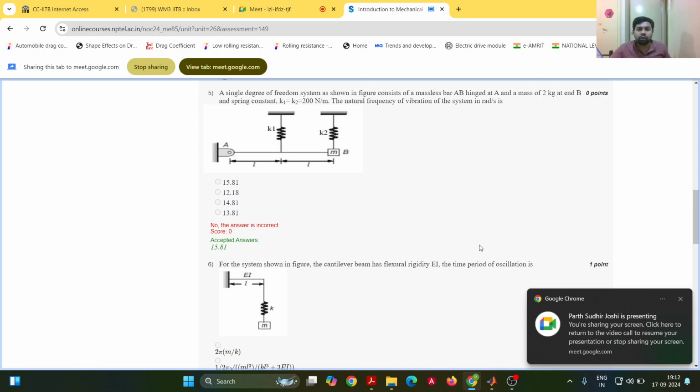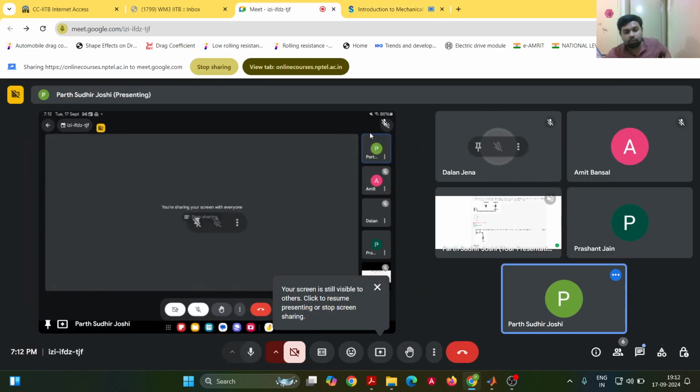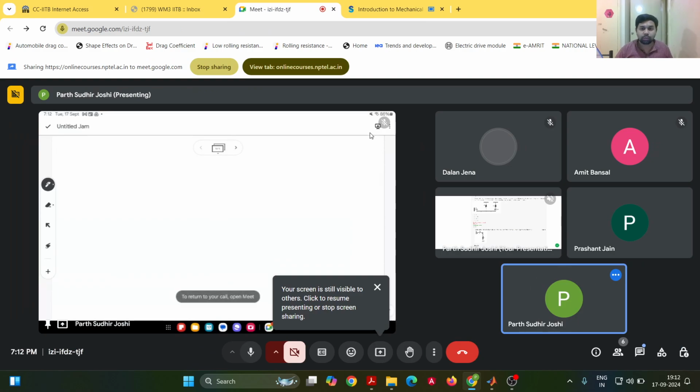I am also sharing my screen now. Jamboard screen. Are you able to see the Jamboard screen? Yes, sir. Okay. So here, what we have is this system, right?